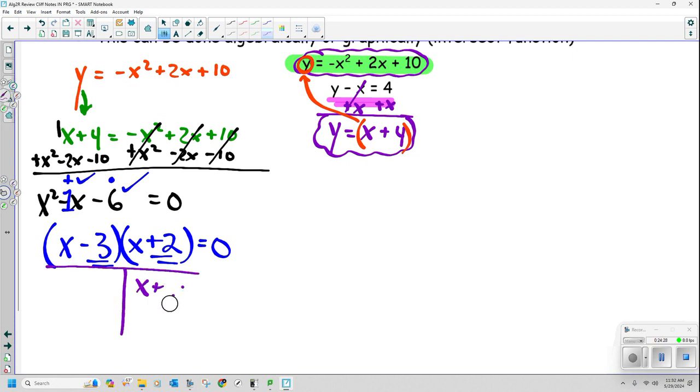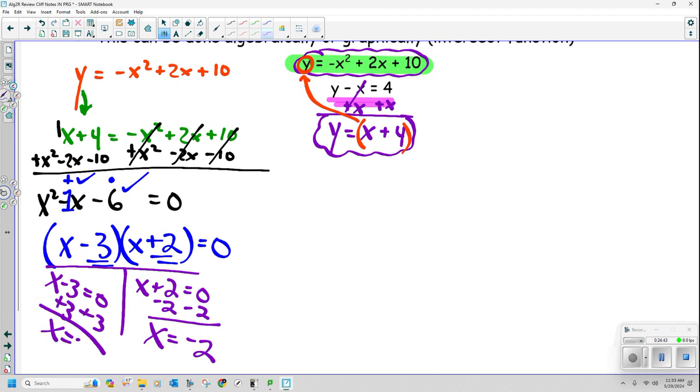If x plus 2 equals 0, I subtract 2 from both sides, and x equals negative 2. I do the same thing on this side. X minus 3 equals 0, and I add 3 to both sides. So x equals 3. I am not done.